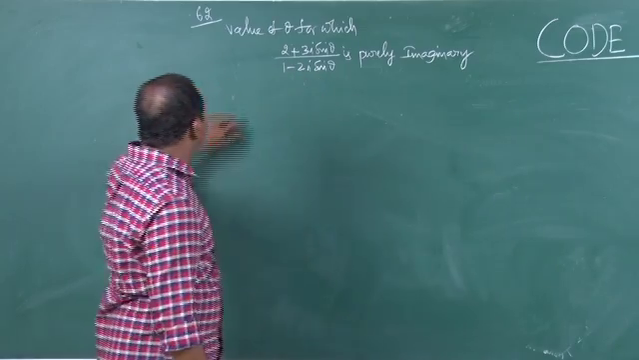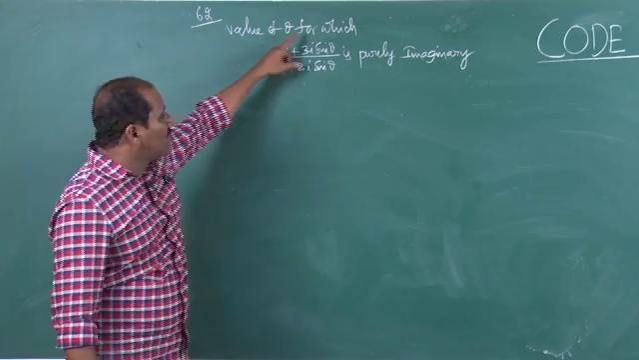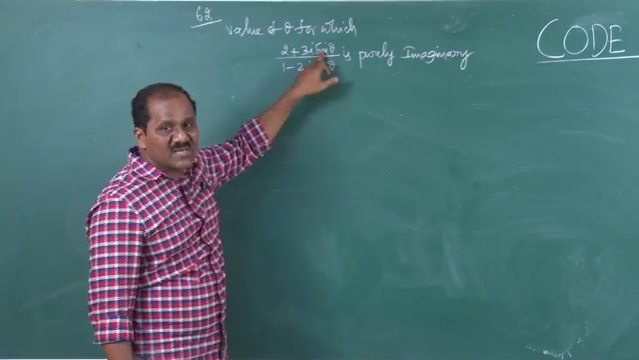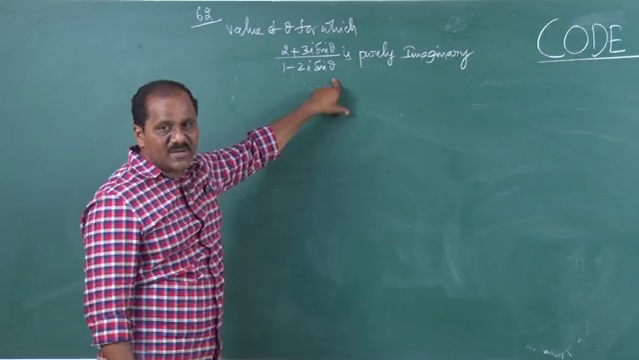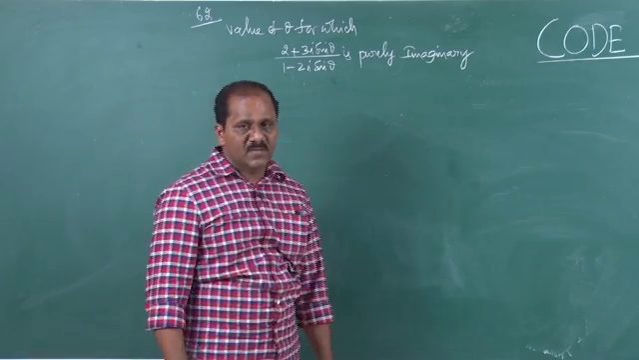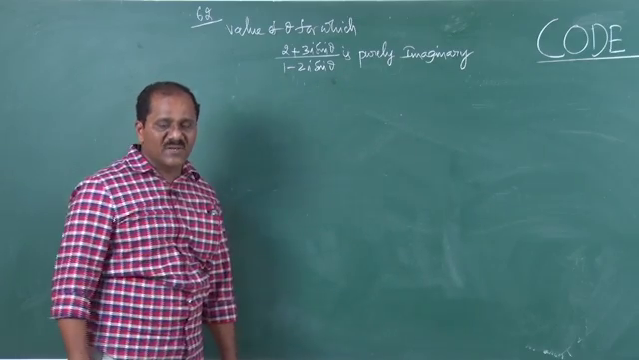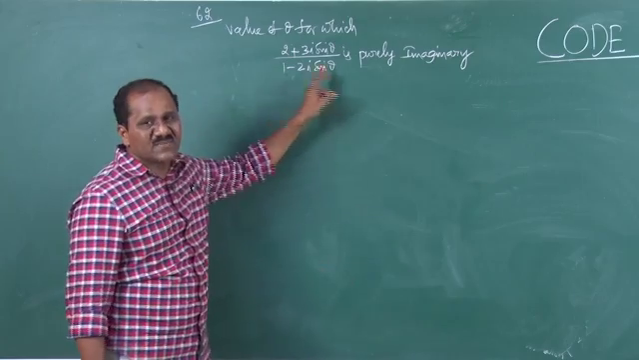Next question, question number 62. Find the value of theta for which (2 + 3i sin theta) / (1 - 2i sin theta) is purely imaginary. Since this is purely imaginary, the simple information is that the real part of this complex number is 0.